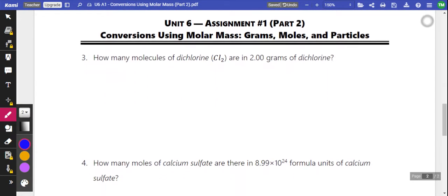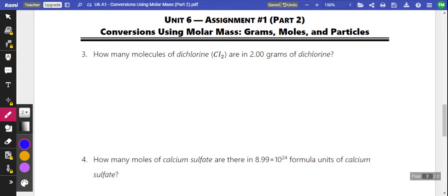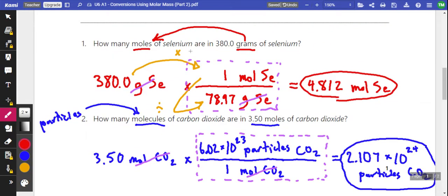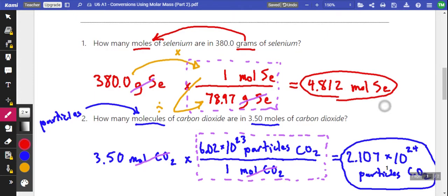How many molecules of dichlorine are there in 2.00 grams of dichlorine? Well, this time we're trying to go from grams to molecules, which is particles again. Let's do red this time. Let's switch back. So this is particles. And we just showed that we can get to particles from moles, and we can get to moles from grams. So we're going to put those things together. We're going to be going from grams to moles, and then moles to particles, like molecules. So we're going to be stringing these two together.